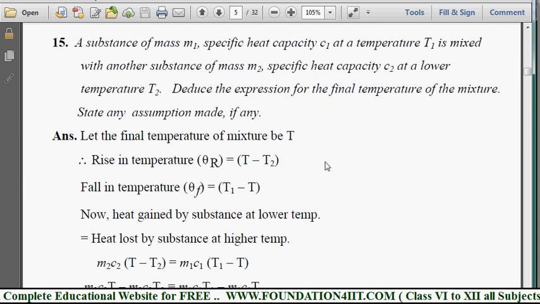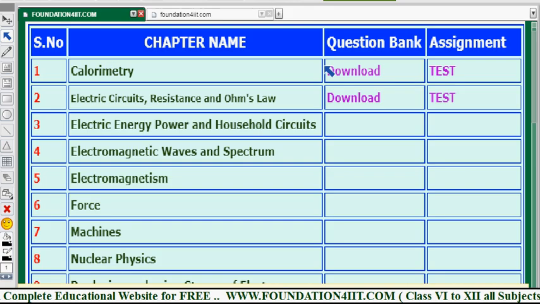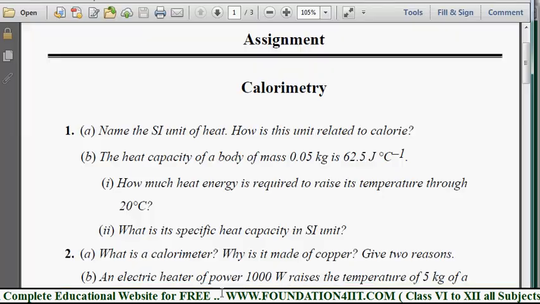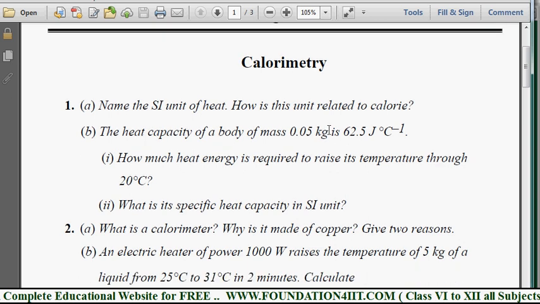And along with the textbook and this question bank, from the same chapter assignments are also given, that means worksheets. So you can give the test from these worksheets. Let me show the same chapter. These assignments are 3 pages. I count chapter wise.